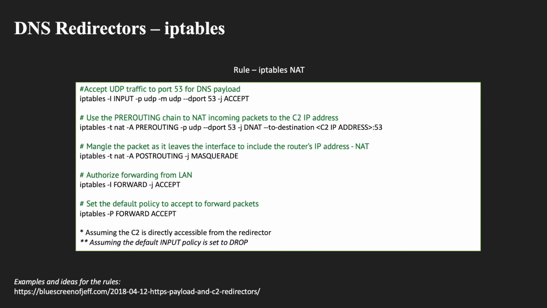We can do something similar with iptables, although iptables is sometimes more complex to use and it's easier to get logged out from your server if you make a mistake, and I have done many of those. I prefer to use Firehole, which is a tool that has a really nice feature which explains the rule before applying it. But again, here we're accepting UDP traffic on port 53 and sending it over to our command and control server on port 53.